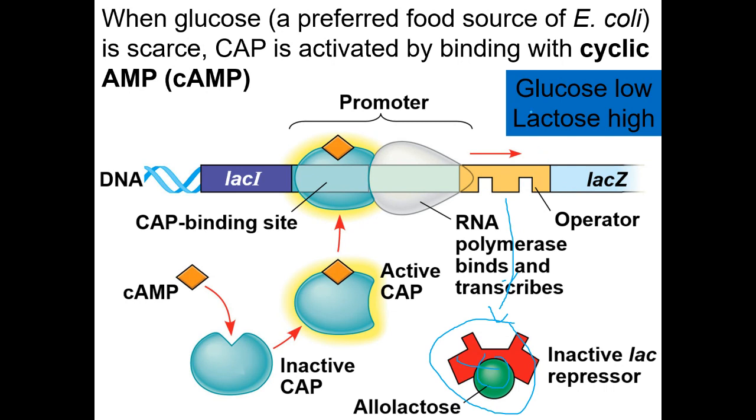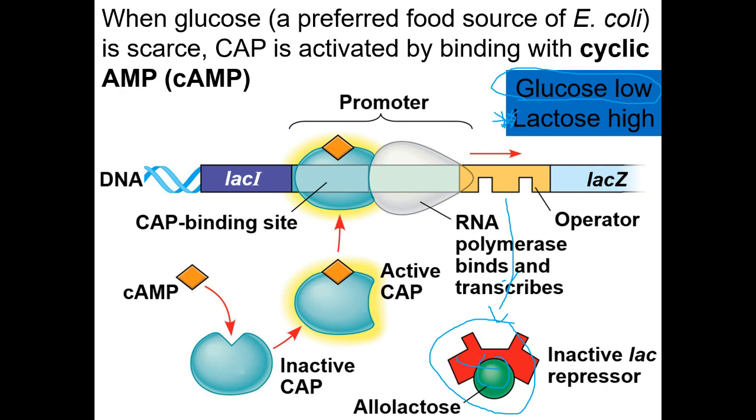Let's say that lactose is your best option. So you've got a lot of lactose around. Glucose is actually an easier thing to eat. It's just a monosaccharide. You don't even have to break it apart from a disaccharide to monosaccharide. Glucose is actually a better thing to eat. But let's say glucose is low. That means you want to make a lot of lactase.